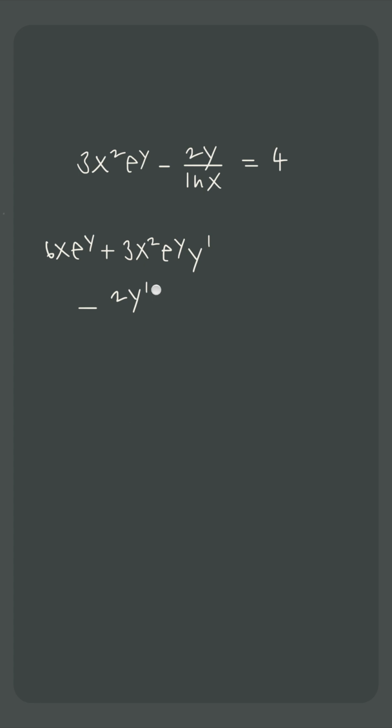We multiply that by the denominator, natural log of x, and then we subtract from that the numerator, 2y, and multiply by the derivative of the denominator, 1 over x. Then we would divide that by the denominator squared, so we get ln of x quantity squared, and differentiating the constant on the right-hand side of the equation just gives 0.